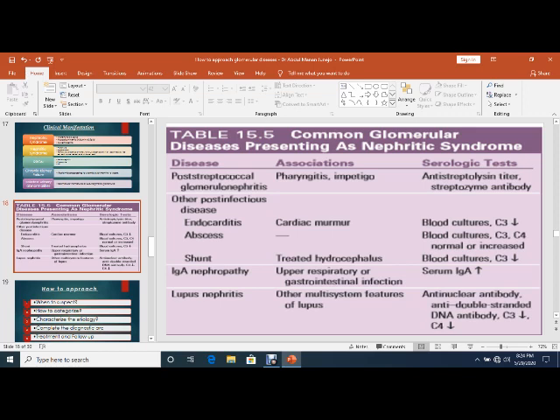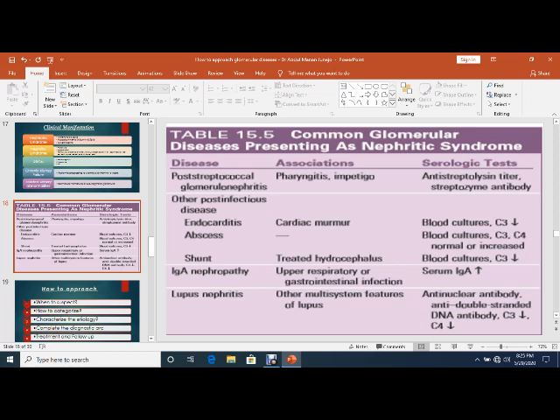This table shows the common glomerular diseases presenting as nephritic syndrome. The difference between nephrotic and nephritic is that nephrotic syndrome is characterized by proteinuria, hyperlipidemia and hypoproteinemia, but nephritic syndrome usually presents with a lesser degree of proteinuria, and hematuria and hypertension are the characteristic features of nephritic syndrome.